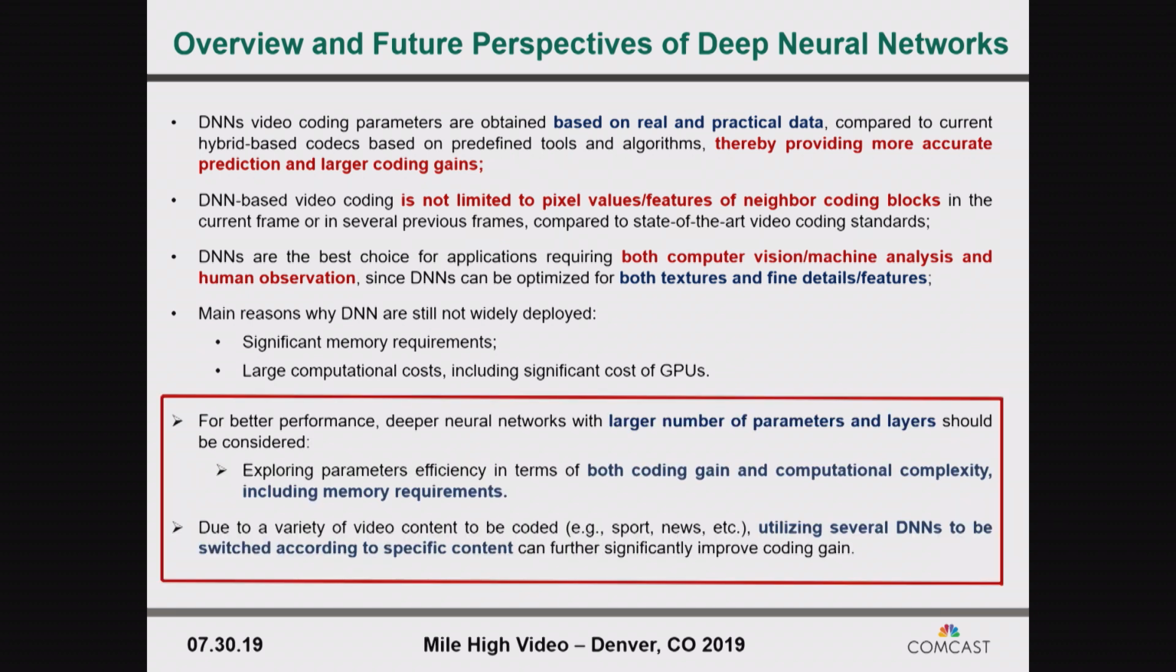And one more thing: if we would like to increase the accuracy, we need to use neural networks with more layers. As you saw before, we already had networks with 200 layers. So theoretically, we can get more layers. It doesn't mean that the more layers we have, the more accurate the networks become. It's not always the case, but generally it helps. And finally, we can use several deep neural networks to be switched for specific content, so-called content adaptive coding.